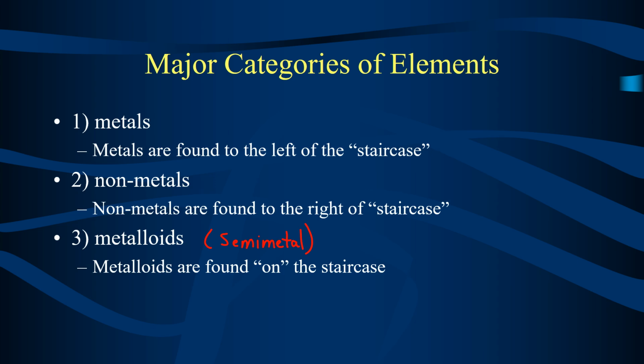Because those particular things act like both metals and non-metals at the same time, depending on temperature and things like that. So what I want to do first is take a minute and describe what each of these things are, and then we'll look at it in terms of the periodic table and make sure we understand where everything is.